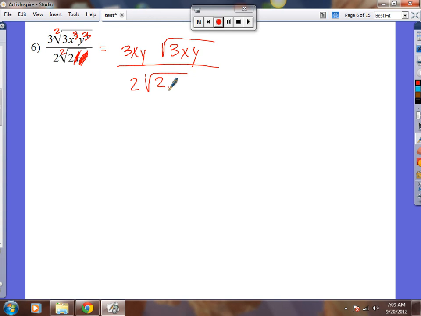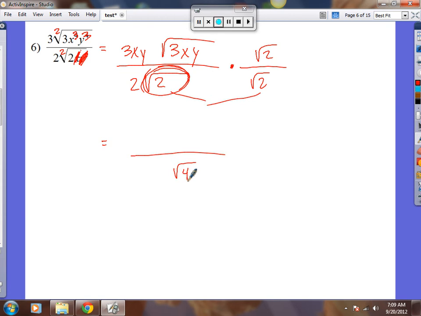And you can't simplify anything, but this is illegal. You cannot have a square root of 2 on bottom. So if you just multiply it by 1, I'm not changing the value, so I'm doing everything legal. But now on the bottom, you are going to create a perfect square. Square root of 2 times square root of 2 is square root of 4. And on the outside you got 2.